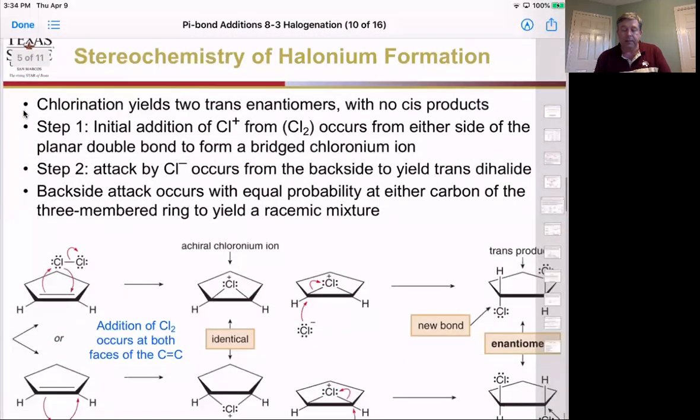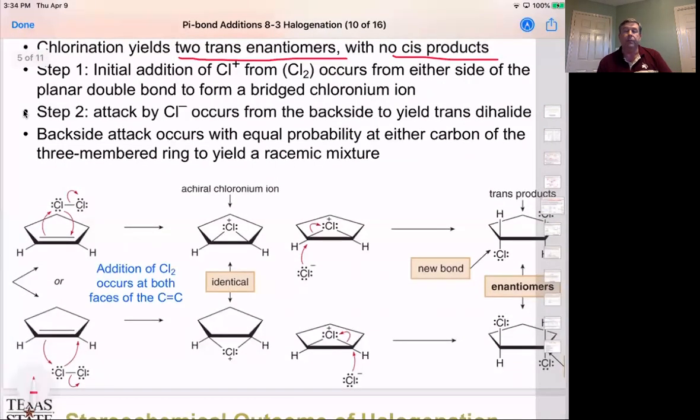So because of this, we have stereochemistry associated with this. Okay. So the halogenation will yield two trans enantiomers, but no cis products. Okay, this has everything to do with the fact that we form that ring on the top of it, and then it has to react with something else. So let's look a little more detail down here, and we're going to use cyclopentene because then we don't have to worry about free rotation, and so we can see where it's happening.